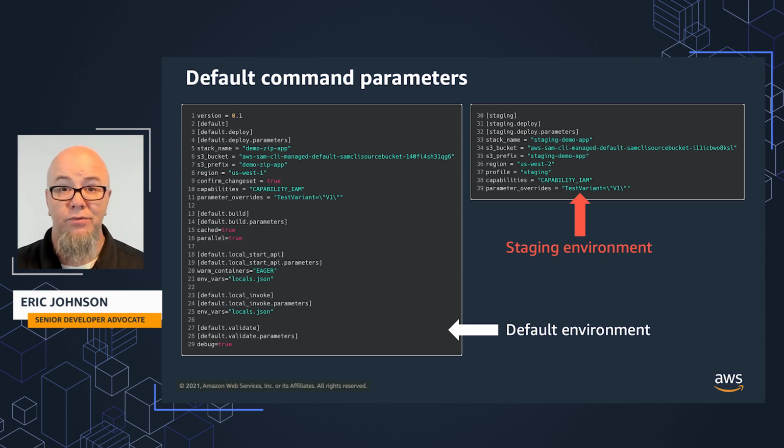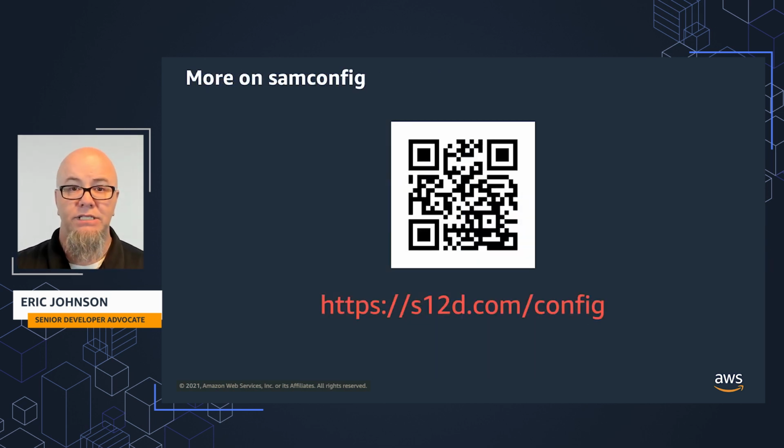Every time I run SAM build with this configuration, it will automatically add the flags cached and parallel. If I run SAM local start API, SAM will add the warm containers flag in eager mode and pass an environment variables file of locals.json. I only have parameters for the deploy command in the staging profile because that's the only command I use for the staging environment. If you have default settings for running SAM commands, I encourage you to configure your samconfig file to reduce the typing required when running the commands. For more information on samconfig, visit s12d.com/config or follow the QR code on the screen.